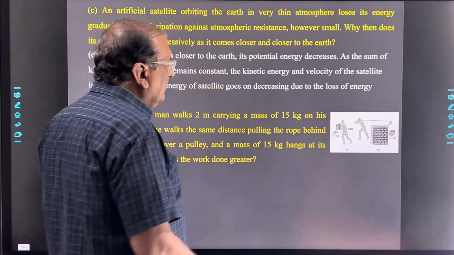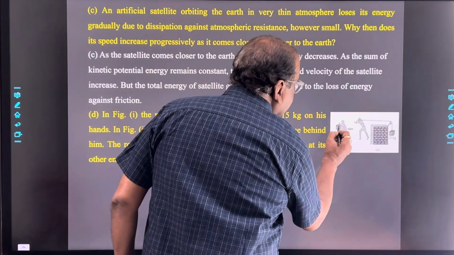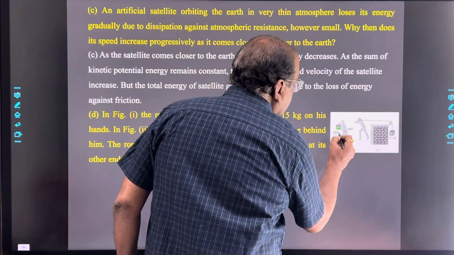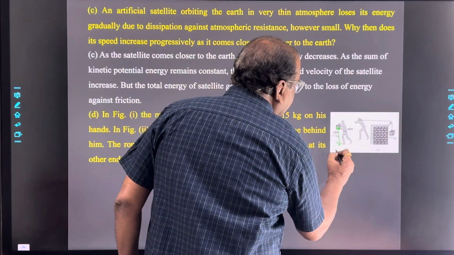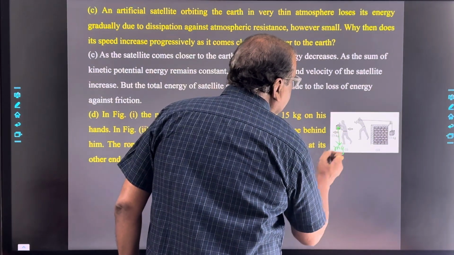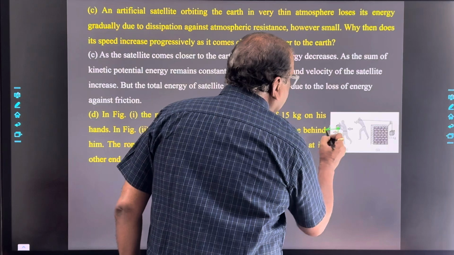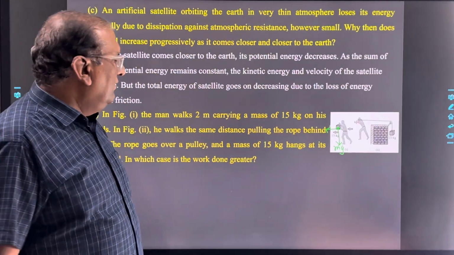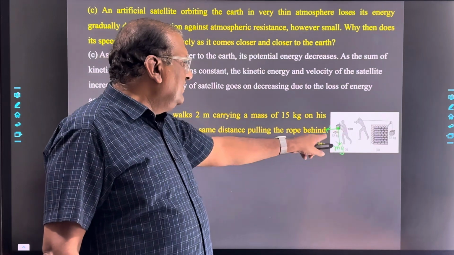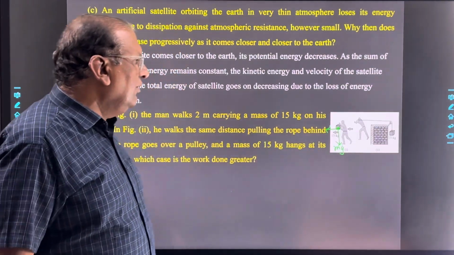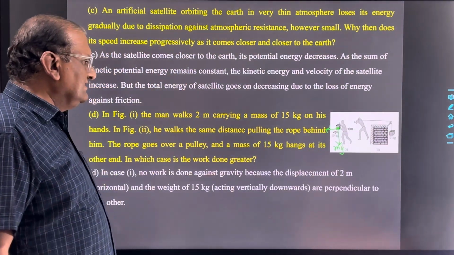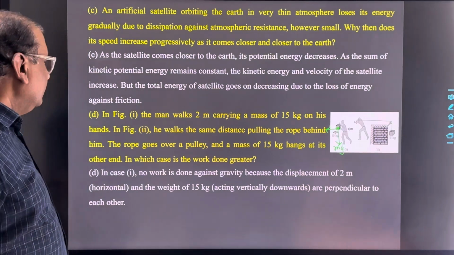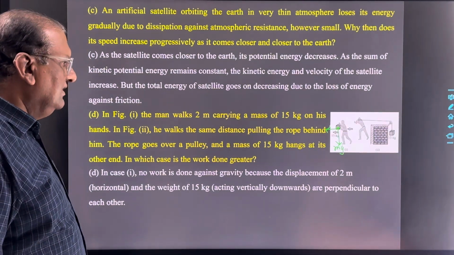Now see here, in this first case, the weight, that is mg, acts downward and the displacement is in the horizontal direction. So force and displacement are mutually perpendicular. So in the first case, the work done will be equal to 0.